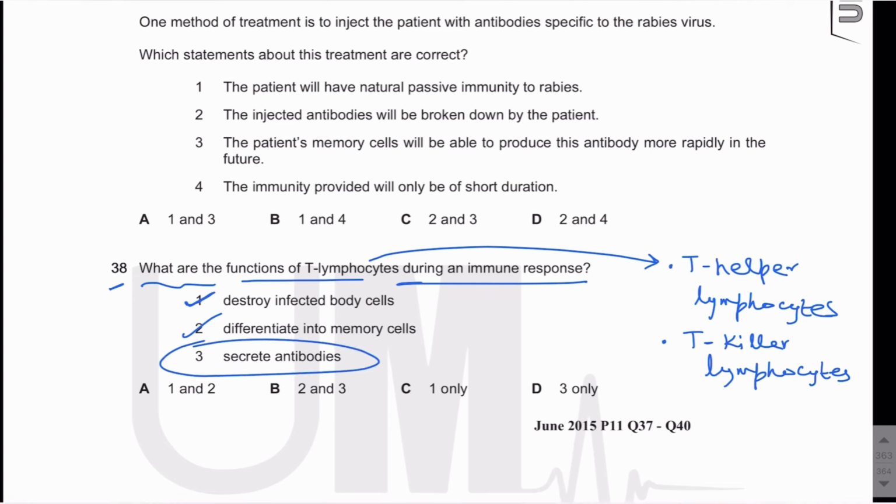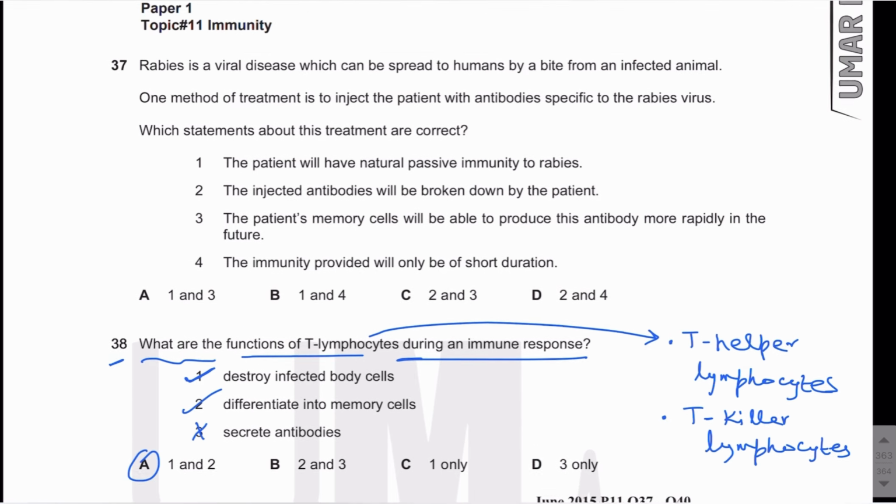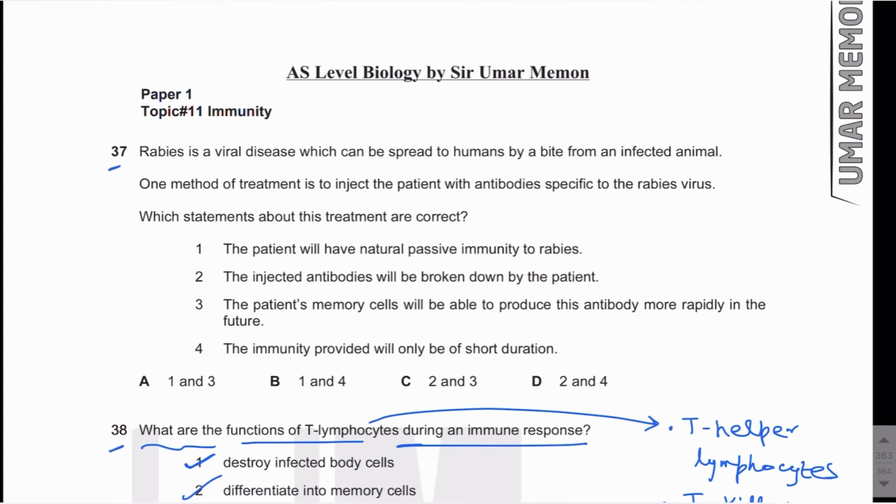Secrete antibodies. So always remember this point, that antibodies are secreted by plasma cells, and plasma cells are formed by the differentiation of B lymphocytes. So T lymphocytes have nothing to do with secretion of antibodies. The answer is A, 1 and 2. Let's move on to MCQ number 37.